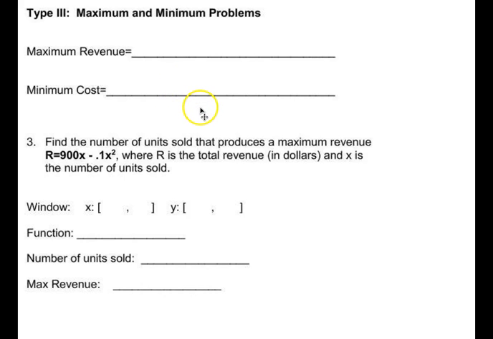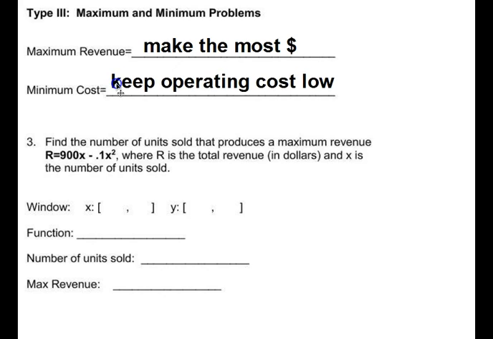Okay, the third type of problems that we're going to be dealing with are maximum and minimum problems. Maximum revenue is basically where you're trying to make the most money, and minimum cost is keeping your operating costs low.